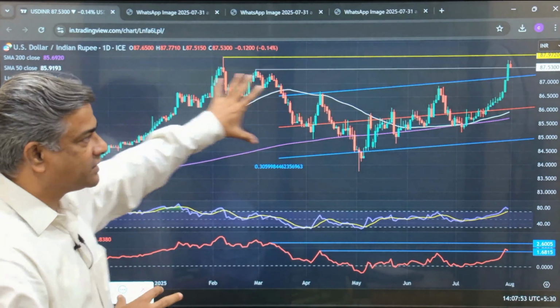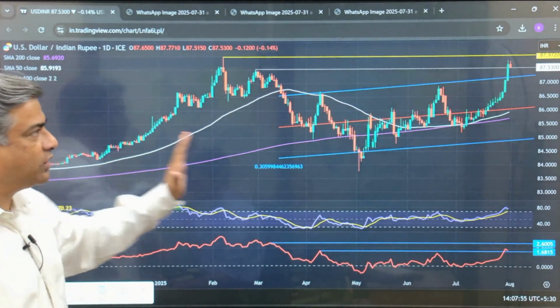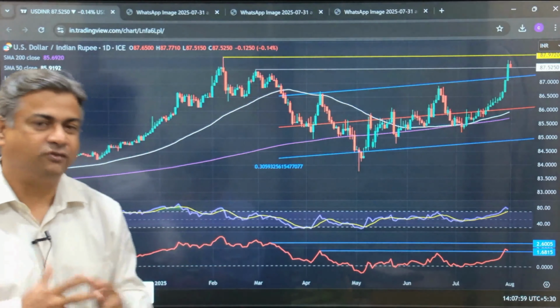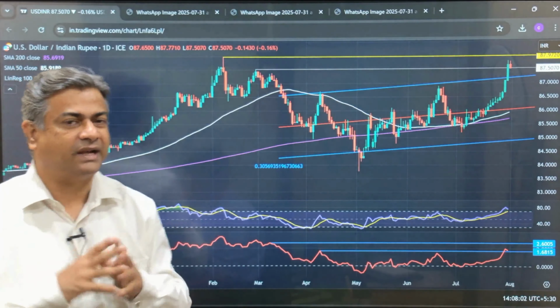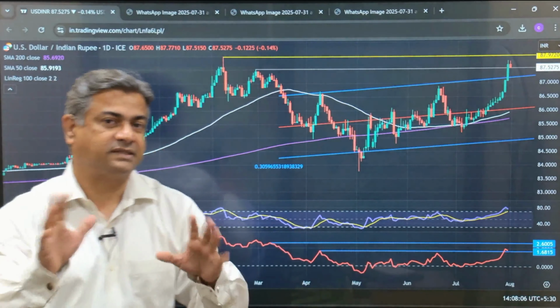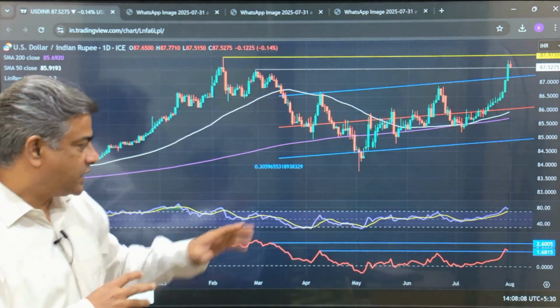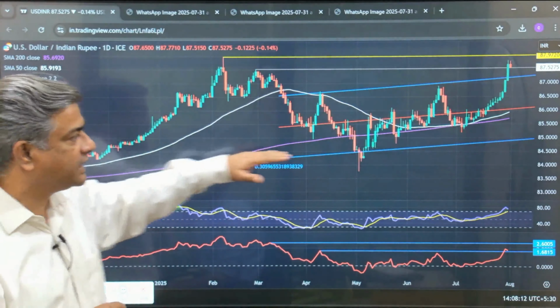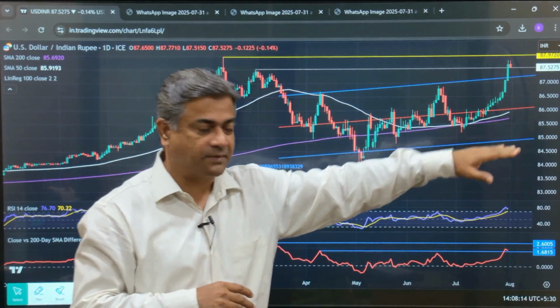Now this is the technical chart. If you slightly look at a longer term period, earlier the all time high for dollar INR was around 87.95, and we are very close to it. We are around 87.50, 60, that level. And if you look at also the long term moving average, which is the purple line, that comes around 85.50.